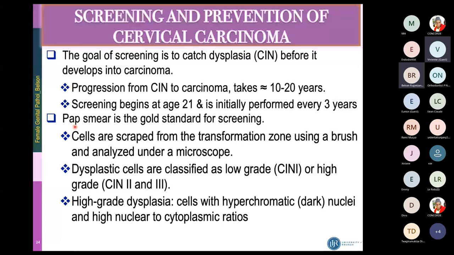Cells are scraped from the transformation zone using a brush and analyzed under a microscope. These dysplastic cells are classified as low grade, CIN1, or high grade.